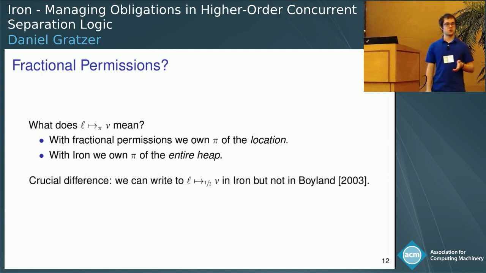So there's an obvious question, which is: is this the same thing as fractional permissions somehow? And the answer is no. In concurrent separation logic, we have fractional permissions for dealing with multiple readers and one writer. If you own L points to V at pi with fractional permissions, this means you own pi of this location. In Iron, if you own L points to V at pi, that's pi of the entire heap. And so we're entitled to write to any points-to regardless of whether or not the fraction is 1. That's different than fractional permissions.